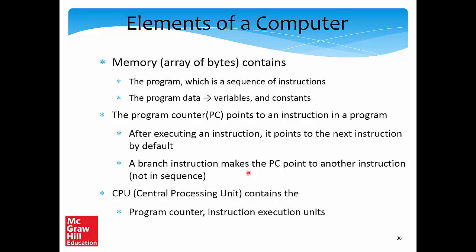So what again are the elements of a computer? Let's just go through. The memory is an array of bytes. We'll discuss what exactly a byte is in the next chapter, but we can think of it as a unit of information. So the memory is a large array of bytes.